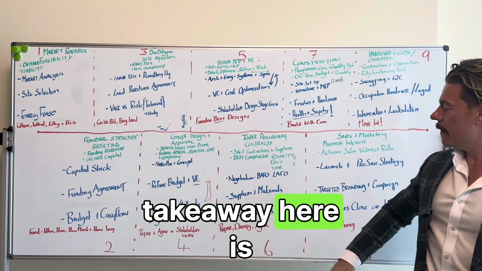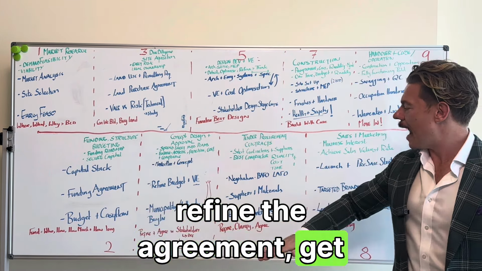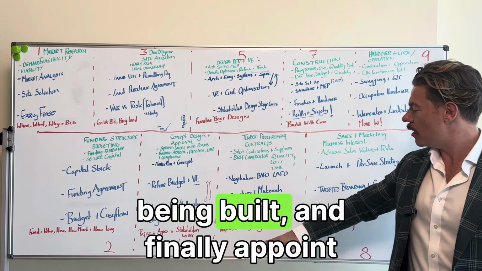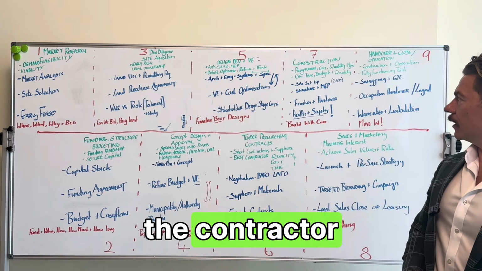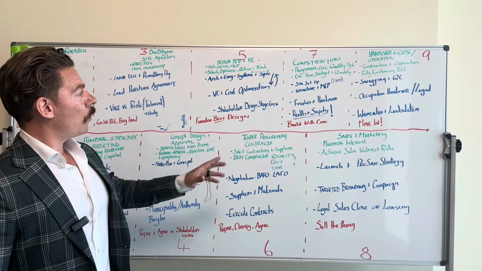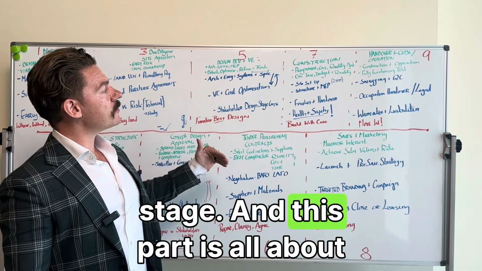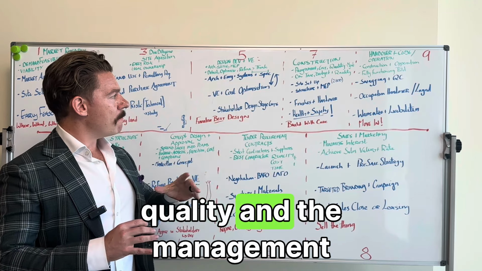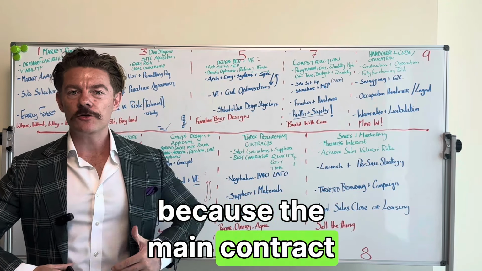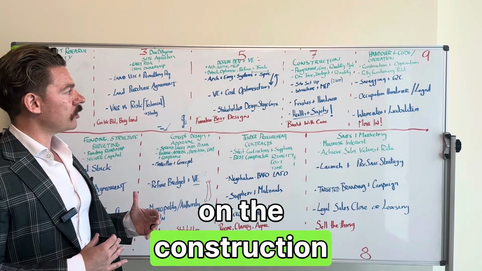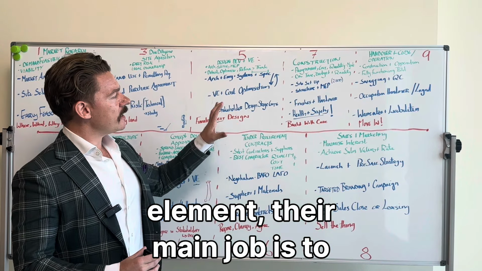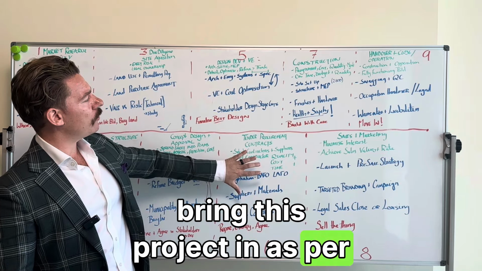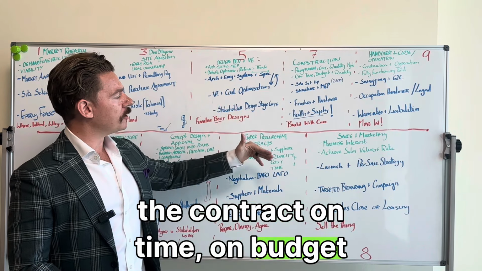So the takeaway here is refine the agreement, get absolute clarity on what is being built, and finally appoint the contractor. Now we move into step 7, which is the construction stage. And this part is all about the program, the cost, the quality, and the management, because the main contractor, the guys on site, the guys on the construction element, their main job is to bring this project in as per the contract, on time, on budget, to the quality.